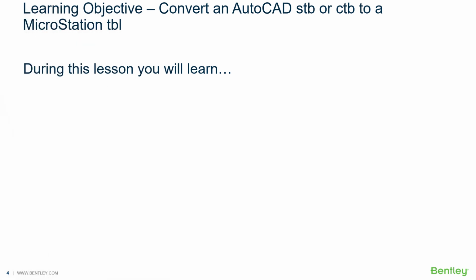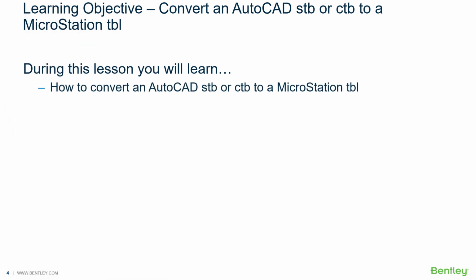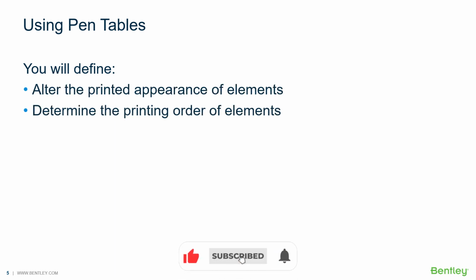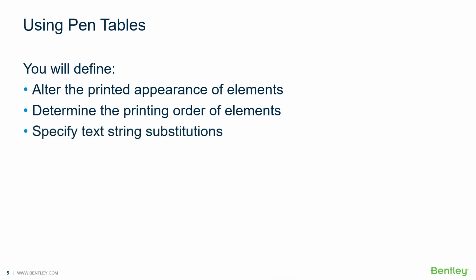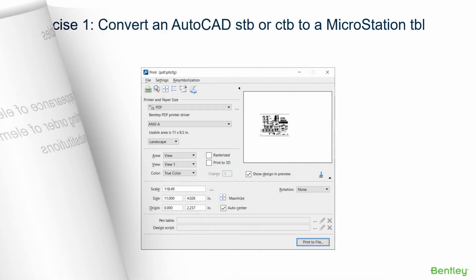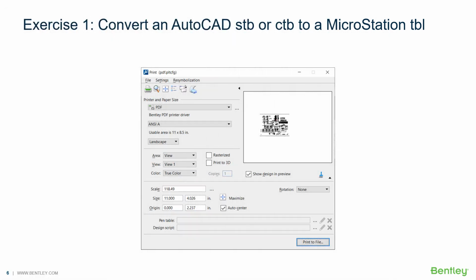During this lesson, you will learn how to convert an AutoCAD STB or CTB to a MicroStation tbl. When using pin tables, you will define how to alter the printed appearance of elements, determine the printing order of elements, and specify text string substitutions. In this exercise, you will convert an AutoCAD STB or CTB to a MicroStation tbl.